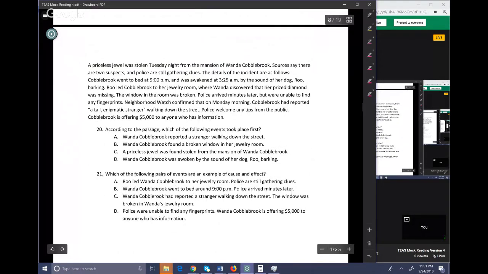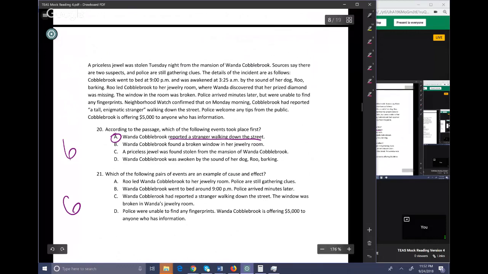You might have seen this passage before. I believe it's in reading 6, and these two questions are from reading 6. According to the passage, what event took place first is A. That was mentioned toward the end of the passage, but it was earlier in the week. She saw somebody she'd never seen walking down the street and reported it. They are implying that that someone is who burglarized her house. That was the first actual event.